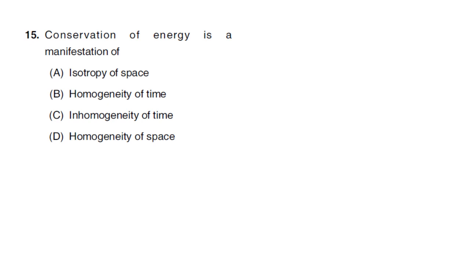Conservation of energy is a manifestation of? So conservation of energy means it is the homogeneity of time. Isotropy of space means conservation of angular momentum. Homogeneity of space means conservation of linear momentum. Homogeneity of time means conservation of energy. Therefore, option B is correct.